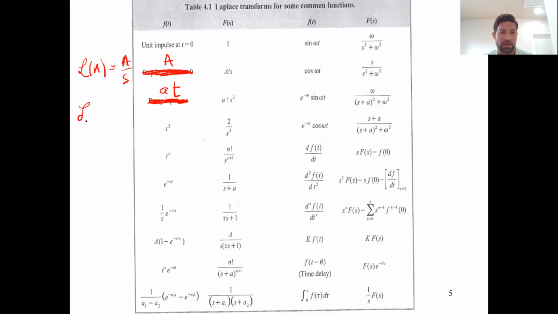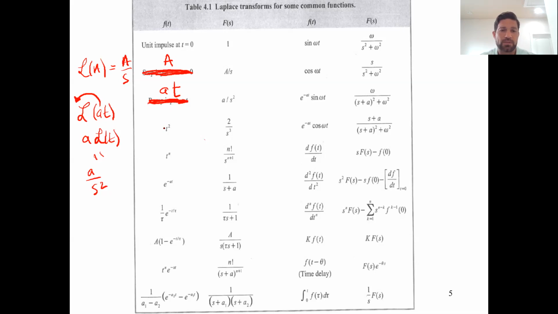If I take the Laplace of A times T, in this case A is a constant, so A is going to come out of the operator, so this would be A times the Laplace of T. Laplace of T is just 1 over S squared, so this whole thing equals A over S squared.